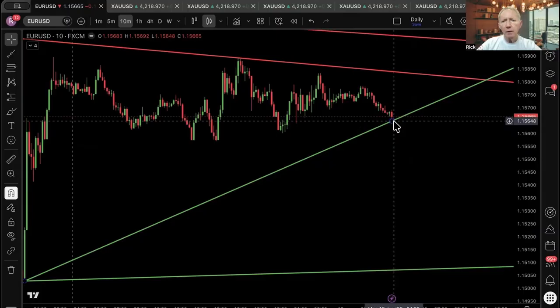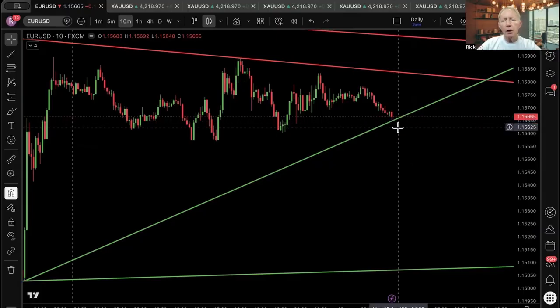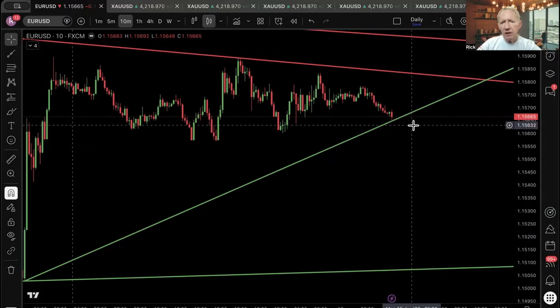If this should break below my trend line and close below the trend line, always wait for the candle to close. If it breaks below my green trend line and closes below the trend line, I take a sell trade on the very next candle. Okay, pretty easy, very simple, easy to follow.